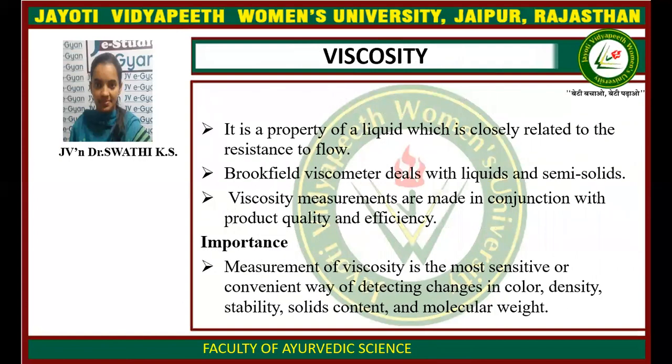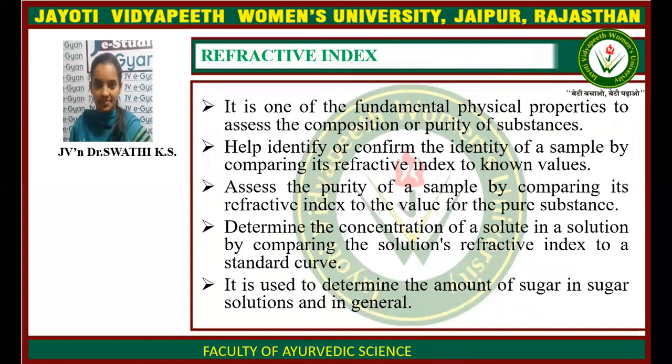Next, viscosity. It is the property of a liquid which is closely related to the resistance to flow. The Brookfield viscometer deals with liquids and semisolids. Viscosity measurements are made in conjunction with the product quality and efficacy. Measurement of viscosity is the most sensitive or convenient way of detecting changes of color, density, stability, solids content and molecular weight.